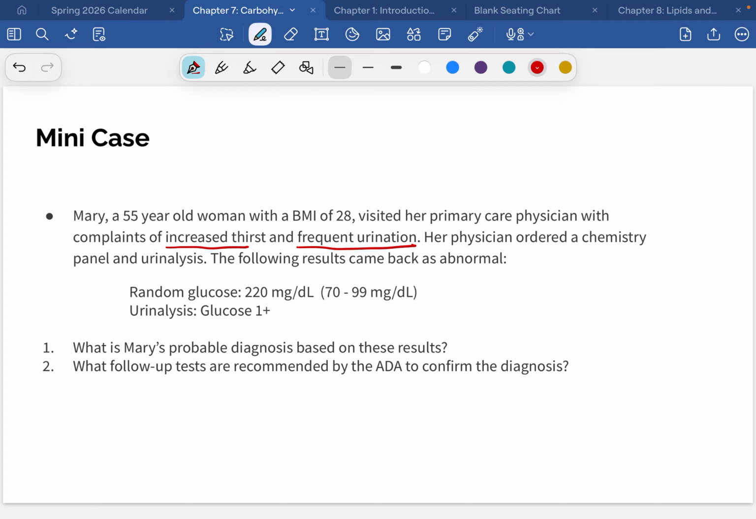Her random glucose, since she just went to the doctor, was 220 milligrams per deciliter. Her urinalysis, which we haven't really covered yet but will talk more about in a second, also shows glucose in her urine. This glucose in her urine is abnormal.